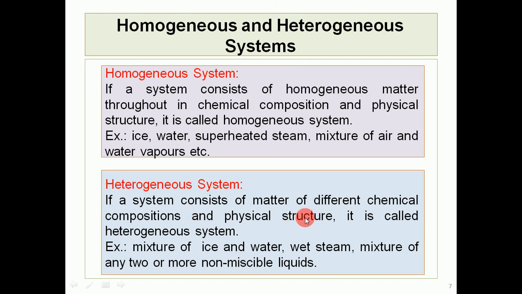Heterogeneous system. Heterogeneous system is the one in which the chemical composition and physical structure will be altered. That is, in any section of the system, if we check the chemical composition and physical structure, it may vary. For example, mixture of ice and water. Here the physical structure is changed. Wet steam, it has vapor also and liquid droplets. Mixture of any two non-miscible liquids like oil and water.